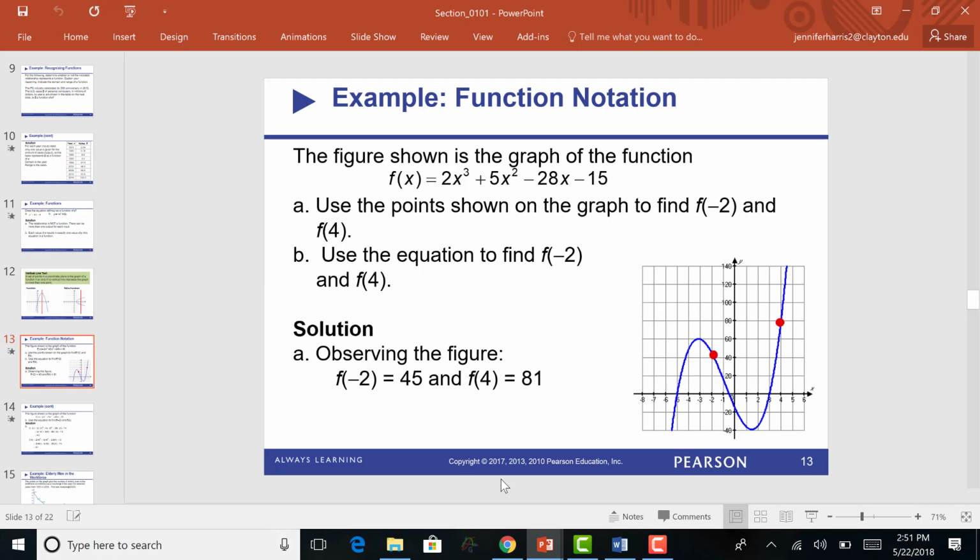Okay, questions? Are you allowed to use a calculator on the test? Absolutely.